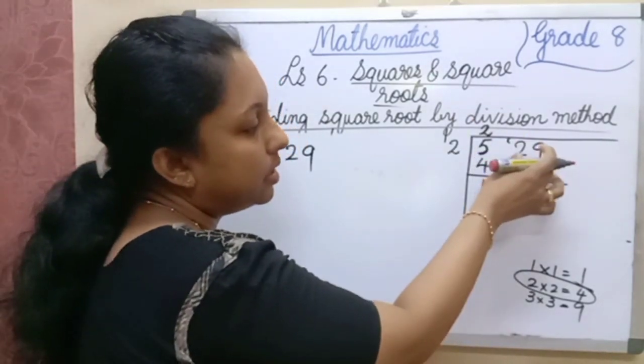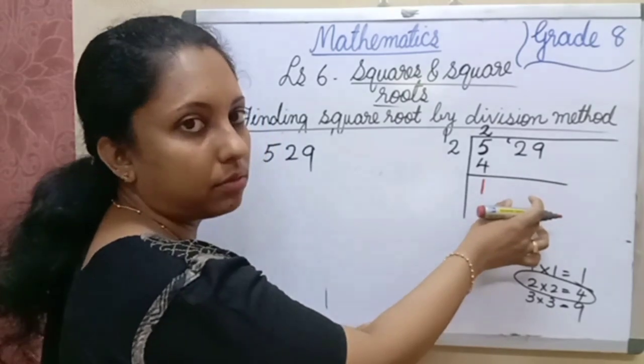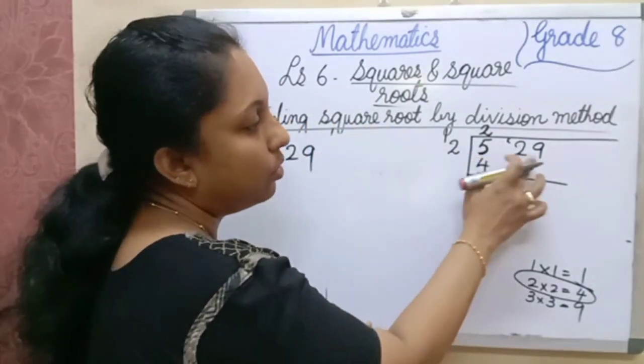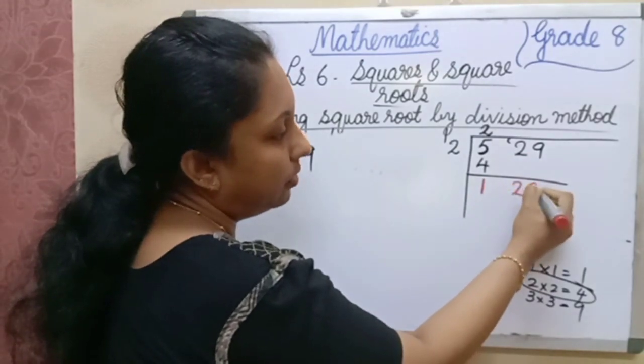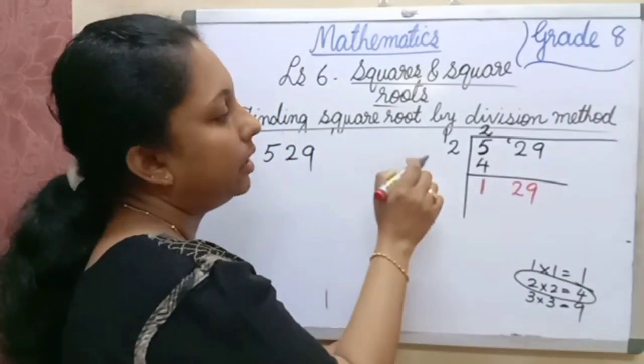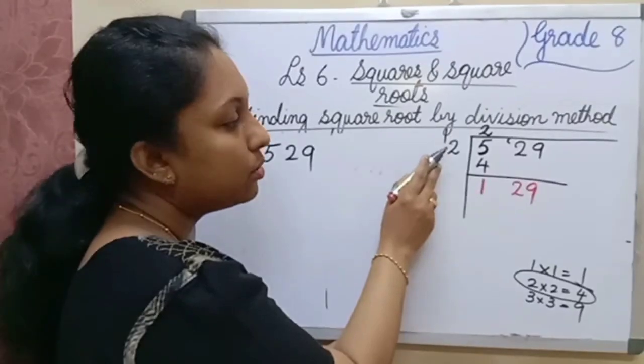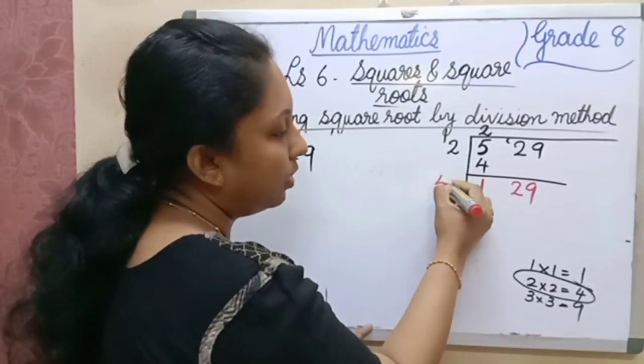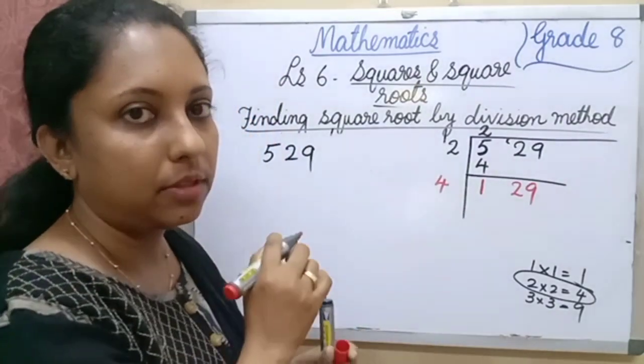The next group you also bring down, 2 and 9 together, one group. So bring down 29. Then here the divisor is 2, so you have to double the digit. 2 into 2 is 4. That you can write here.